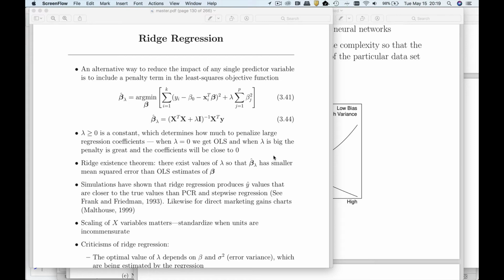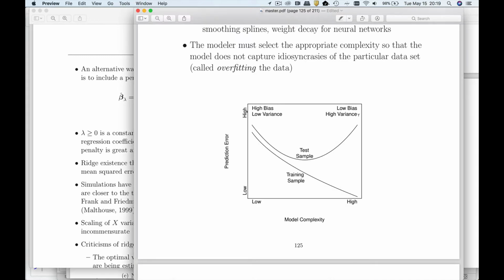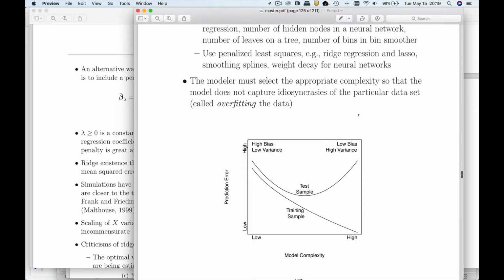This lecture is going to introduce how you can use ridge regression as a method for regularization. So let's go back to this figure that we've discussed in the past. And so with most data mining models, there's going to be a way to control how complex the model is.